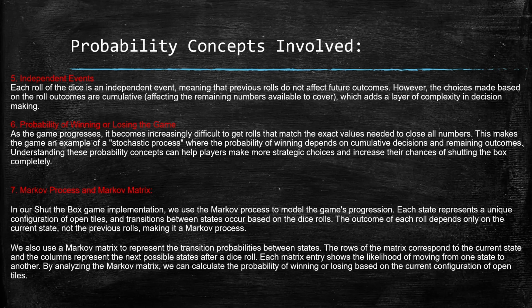Seventh and most important is the Markov process or Markov matrix. In the Shut the Box game implementation, we use the Markov process to model the game's progression. Each state represents a unique configuration of open tiles, and transitions between states occur based on the dice rolls. There are a total of 9 numbers. Each one can be either shut or not shut. So there are a total of 2 to the power 9, which means 512 states in this process.